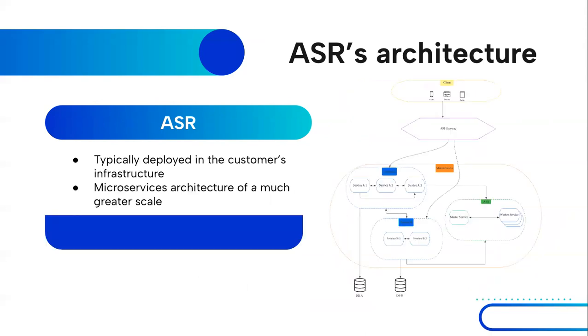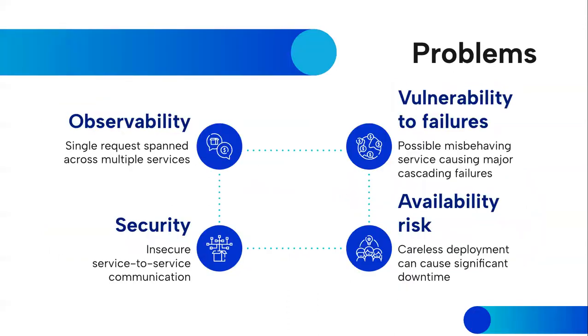In the context of ASR, it is typically deployed in the customer's infrastructure, which can be a microservices architecture of a much greater scale. So this figure shows an example of how the ASR is deployed together with the customer's main microservice architecture. With a classic microservices architecture that the ASR adopts, there are challenges to be handled that come with managing the application at scale. The problems are as such.